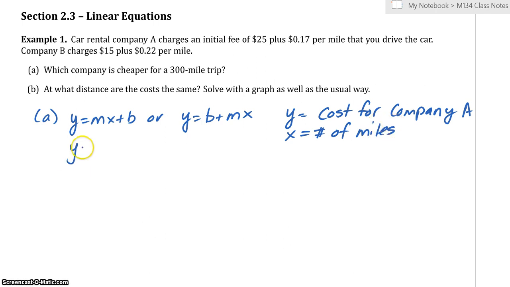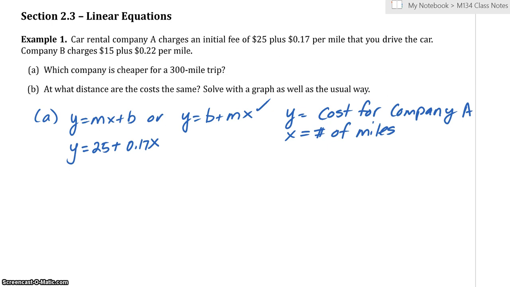So then in this case, y would equal $25, the initial fee, plus 17 cents per mile, so it's 0.17 every mile. If you go 1 mile, you just add 17 cents. Go 2 miles, you take 17 cents times 2. So you can see where this formula is kind of useful. And obviously the b is the initial amount and the m is the slope. That's company A.